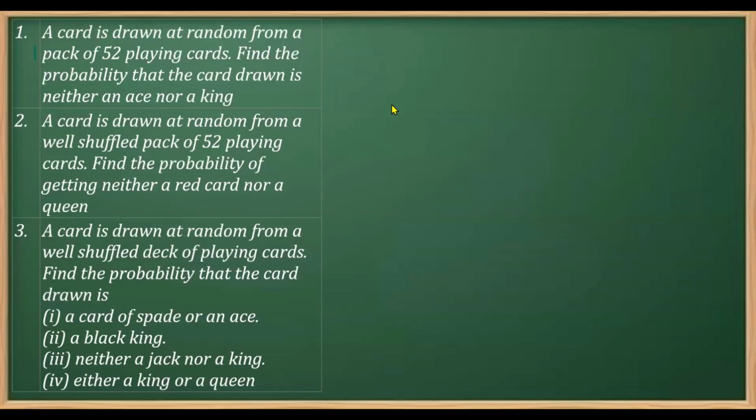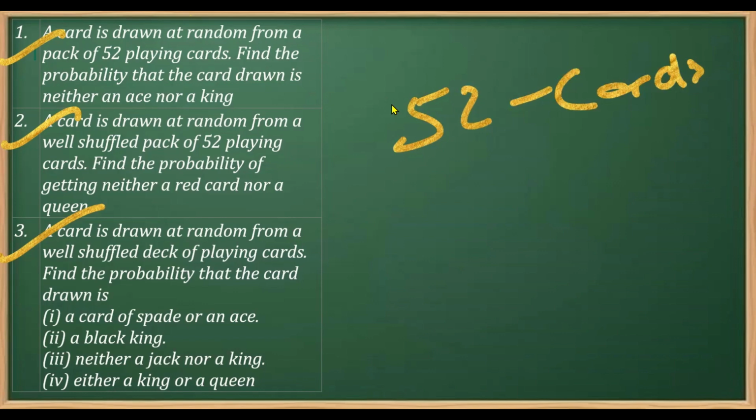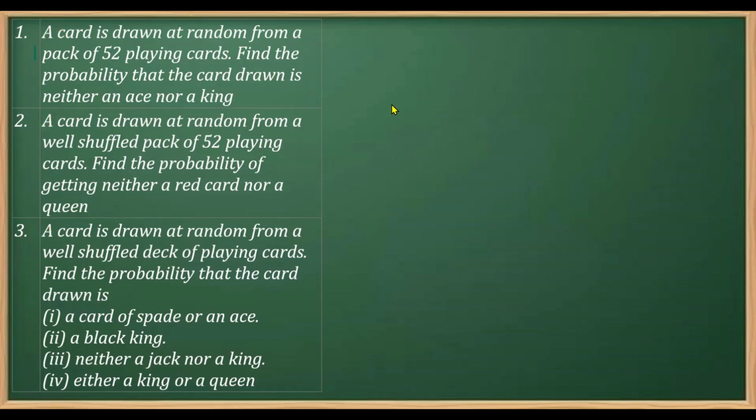In this video, we are doing 1, 2, 3 questions, and they are based on a stack of 52 cards. So let's begin with the first one here. As I read the first question, it says a card is drawn at random from a pack of 52 cards. Find the probability that the card is neither an ace nor a king.